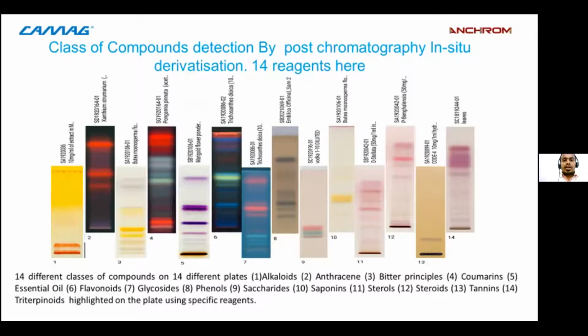You can go for the class of compounds. If you want to check which class of compounds your food component contains, for example phenolics, tannins, polyphenols, or saccharides, you can check these various classes of components by using HPTLC, whether it contains steroids, saponins. All of this you can perform by using HPTLC.